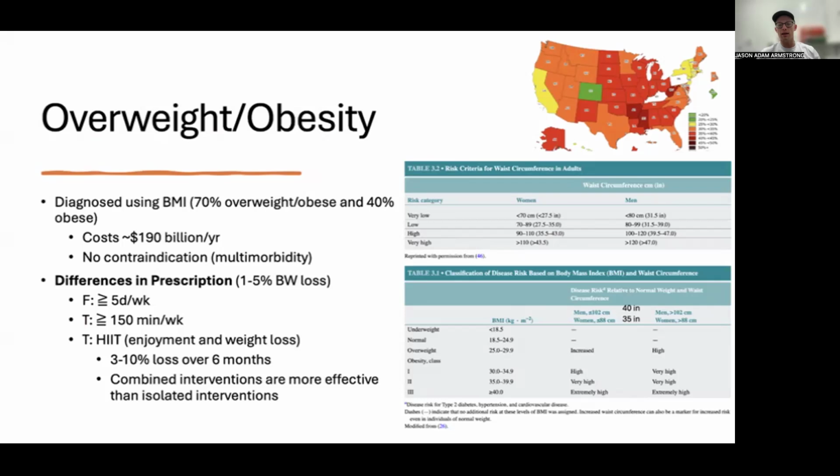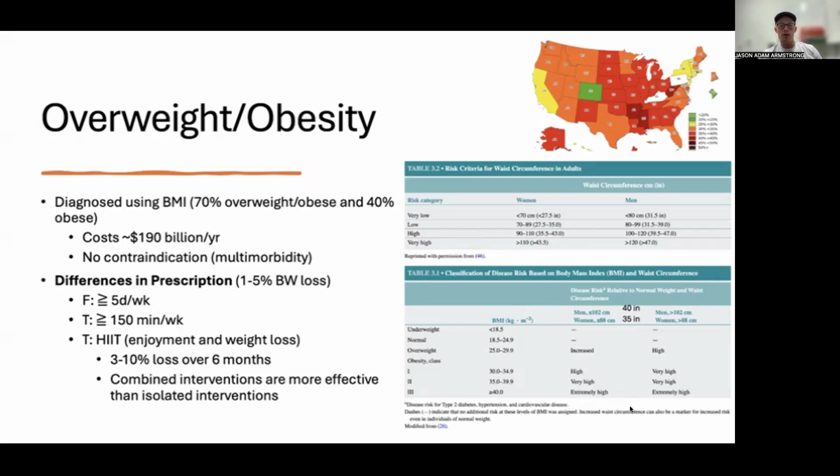Having said that, sometimes we refer to multimorbidity or multiple morbidities. So oftentimes overweight or obesity is just one of the things that an individual has been diagnosed with. They may have also been diagnosed with metabolic syndrome, for example, or hypertension or diabetes. And in that case, there would be some contraindications. But if it's just for overweight or obesity, we have no contraindications to exercise.